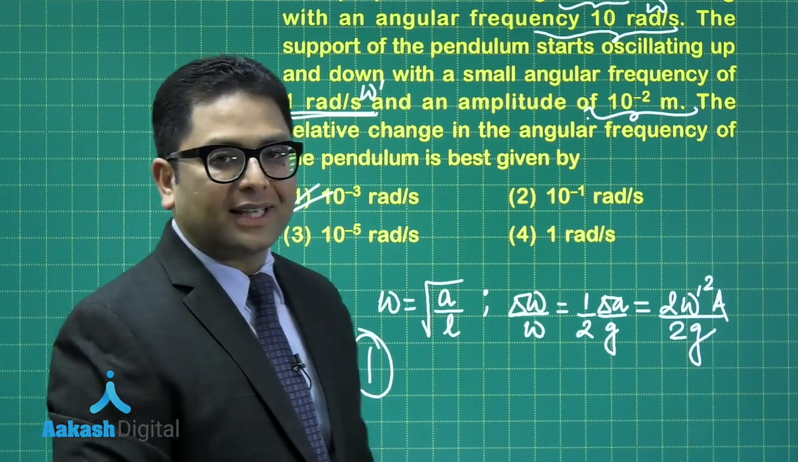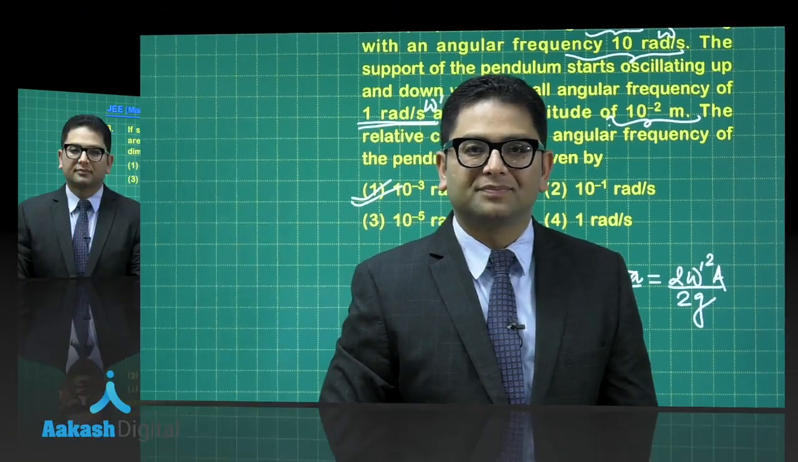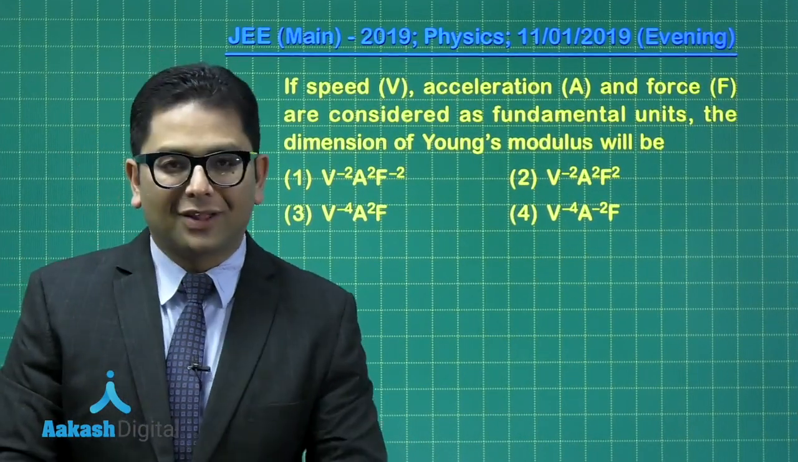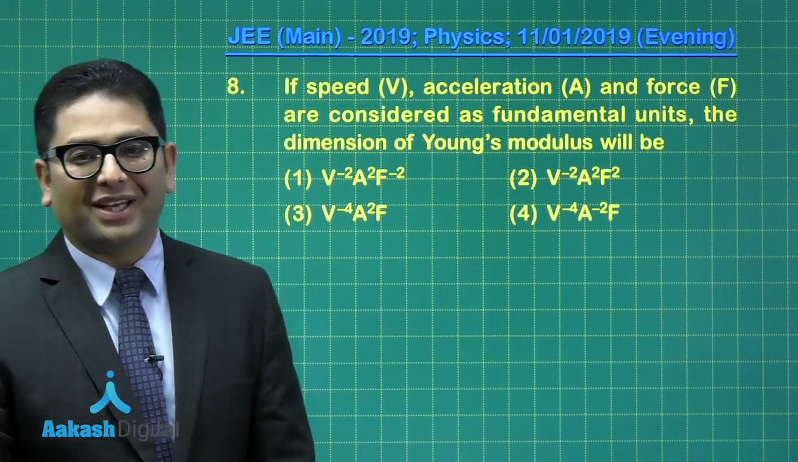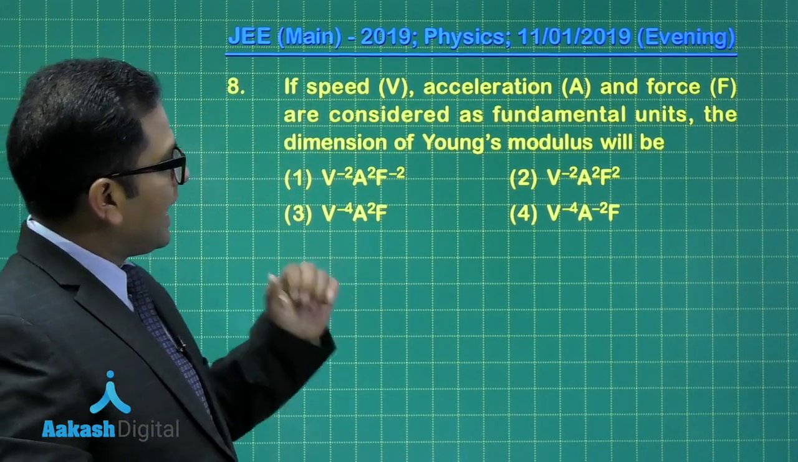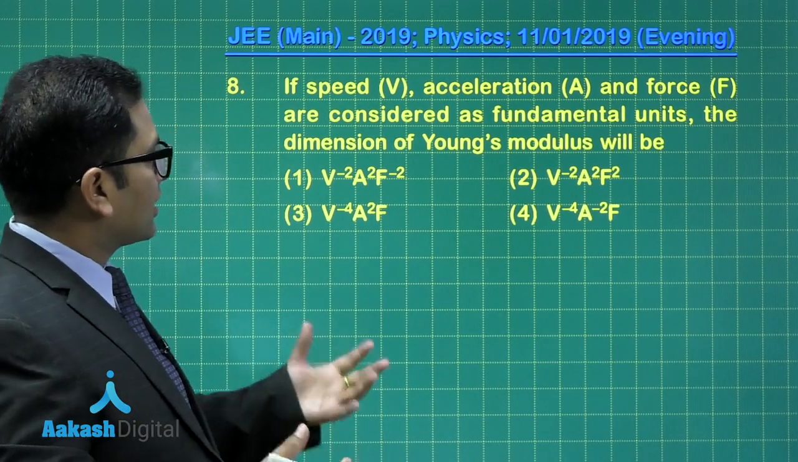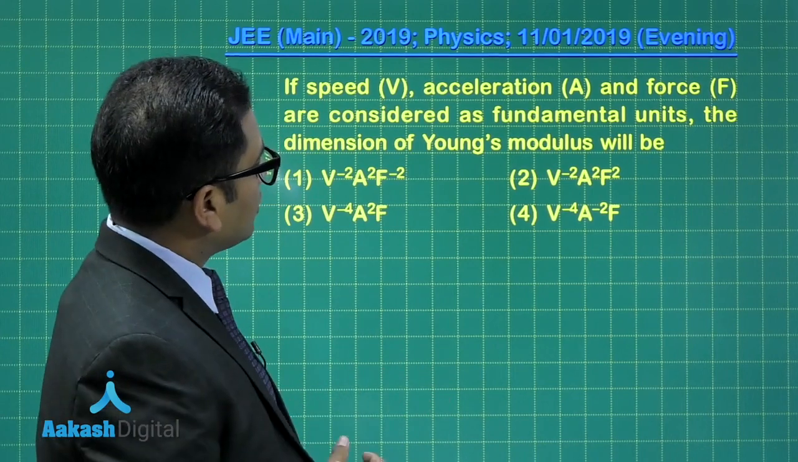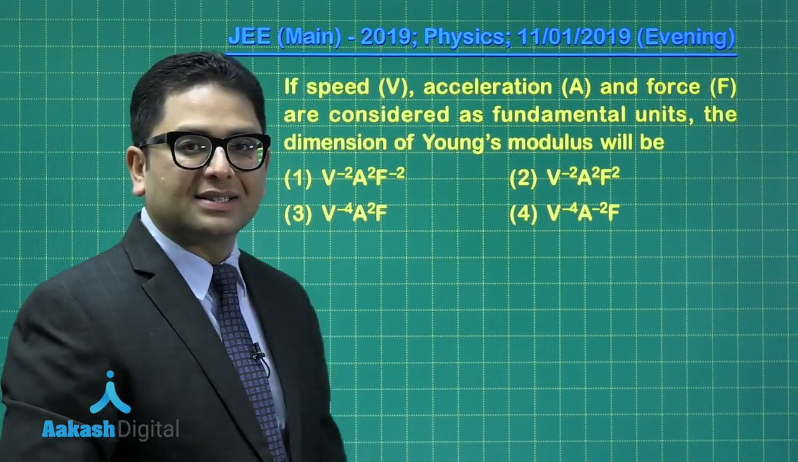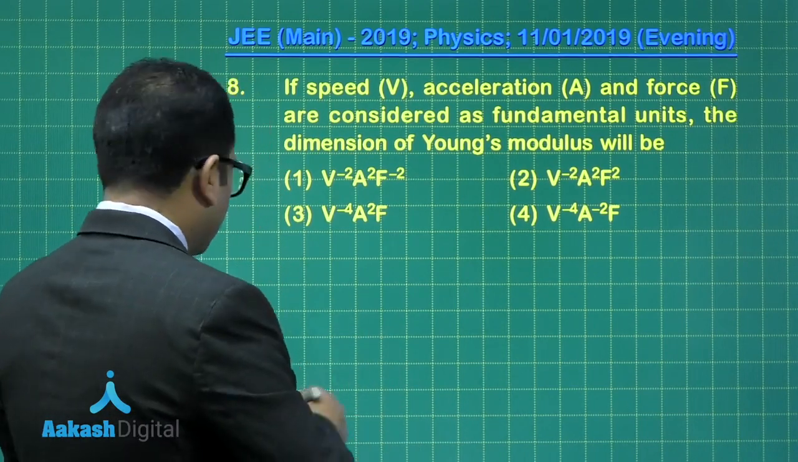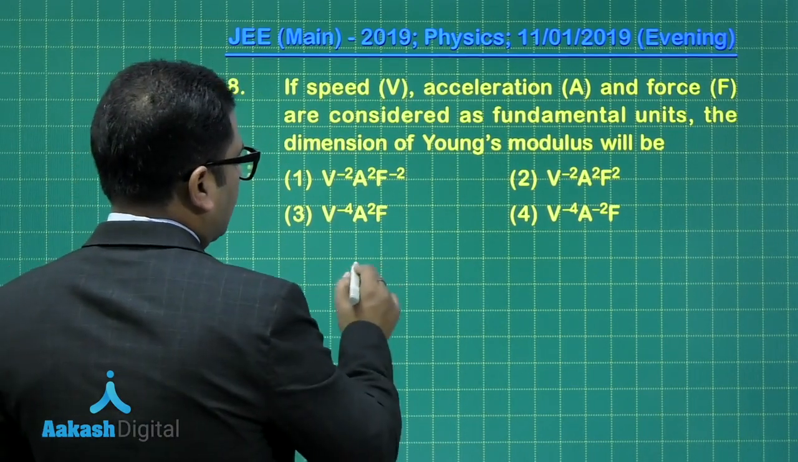Time to move on to the next one now. Moving forward to question number 8. This is another question from the dimensional part, and here speed, acceleration and force are considered as the fundamental units, and we need to calculate the dimension of Young's modulus in this new system of units. Now, a very regular dimensional question.